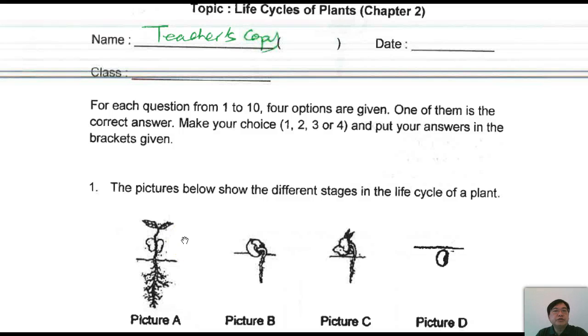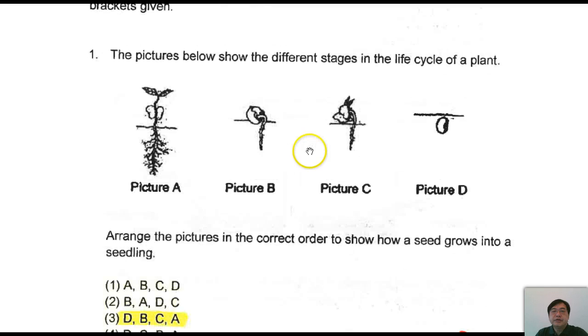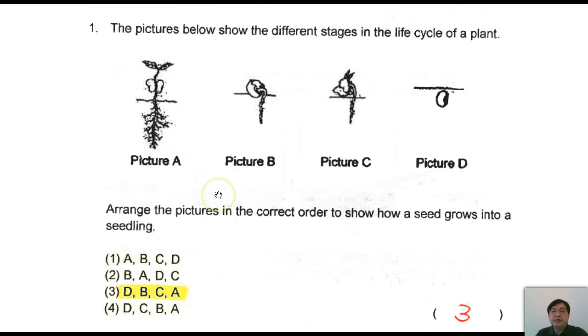Now let's go through this worksheet on the life cycle of plants for your corrections. Okay, this you must be very familiar. The only difference with this, watch out for the little leaf that's sprouting up from here. This should be older than this, much younger. So after doing that, arrange them, and the answer is 3 for this particular question.